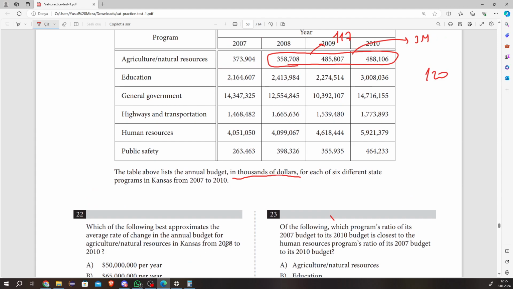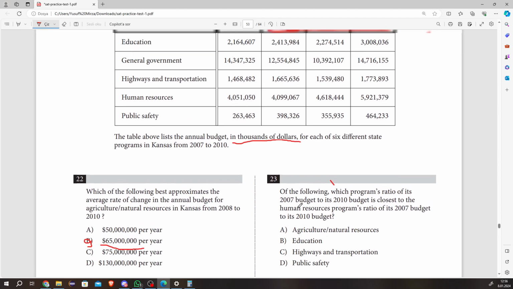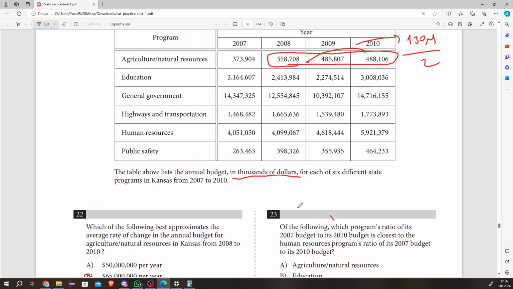Don't take it. Don't take it. Yeah, I made a mistake here. I couldn't calculate it correctly. It has 130 million dollars, and just divide it by 2, and B. Which program's ratio for the project is close to human resources?